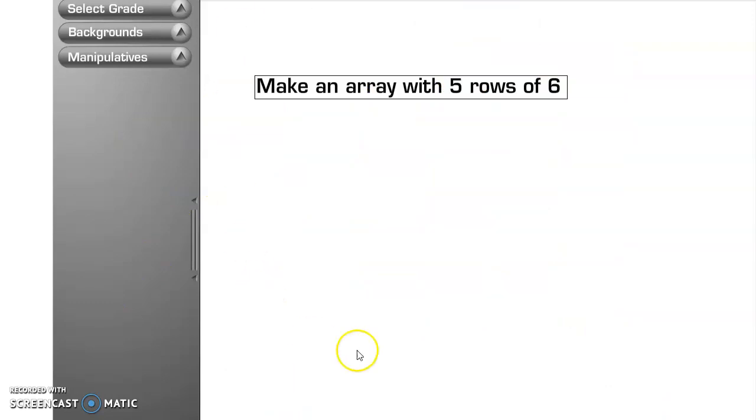So for you, I would like you to make an array of 5 rows of 6. And then I would like you to make the multiplication problem with that.